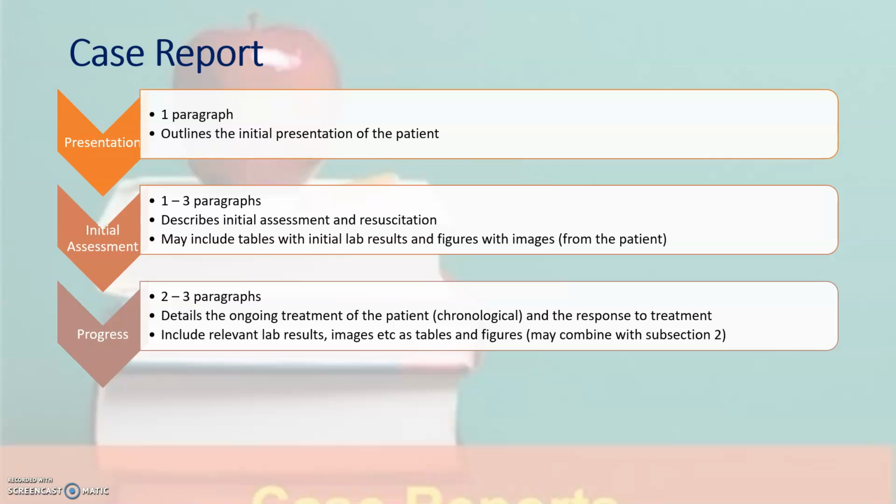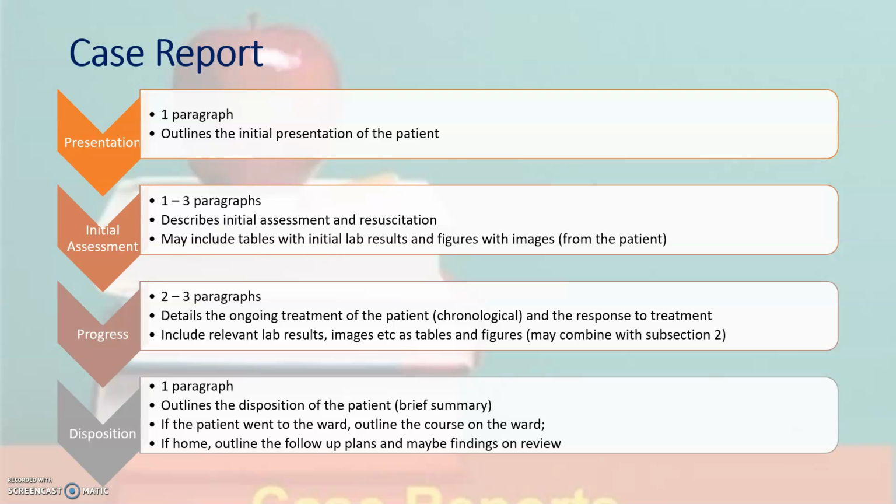Sometimes those tables and results might be combined with the ones that you use in the initial assessment. So for example, you might have one summary table of all your blood results in chronological order. Or you might have one figure which was 2 x-rays before intubation, after intubation. So they're not hard and fast rules, but present your figures and tables in a way that would be engaging to the reader and would help them understand what happened to your patient.